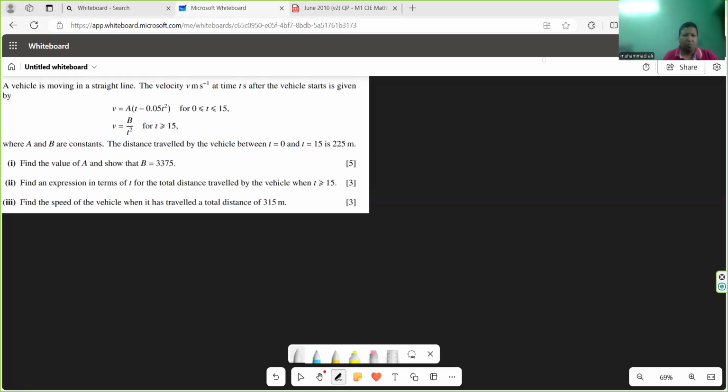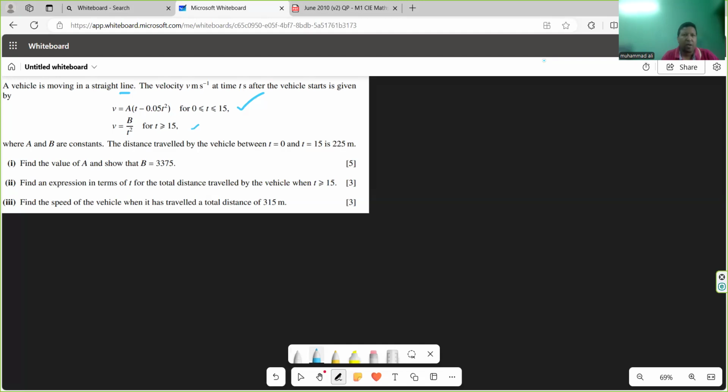A vehicle is moving in a straight line. The velocity v meter per second at time t second after the vehicle starts is given by v equals a(t minus 0.5 t squared) for time t greater than or equal to 0 and less than or equal to 15, and velocity v equals b by t squared for t greater than or equal to 15.